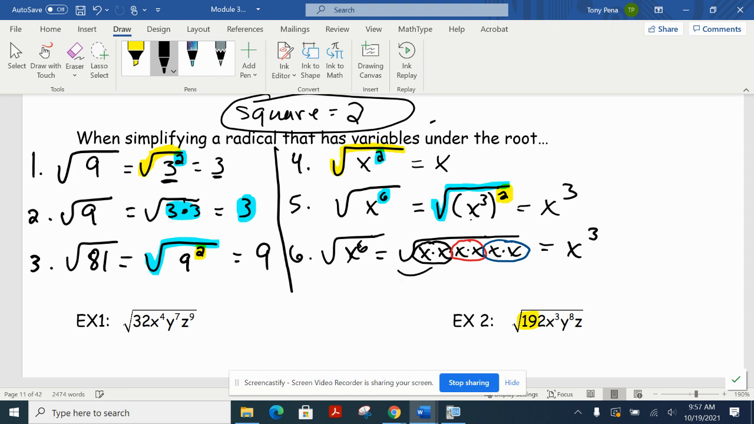Because once you have a friend, you can come out. So that comes out. This guy has a friend, so he comes out. This set comes out. So we had 3 sets of 2 that we could pull out from our radical. All right. So you have to have a friend to come out.